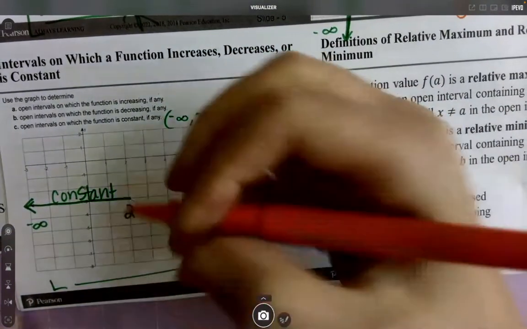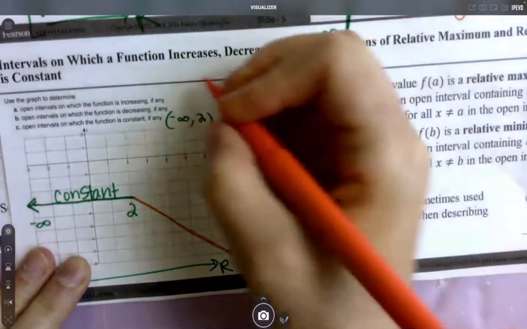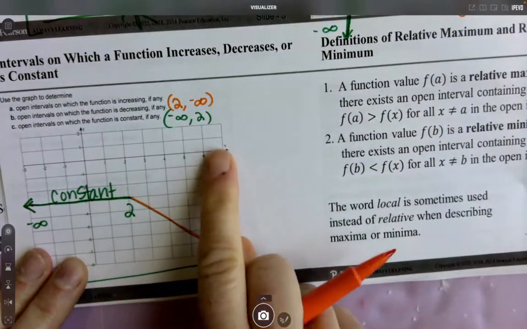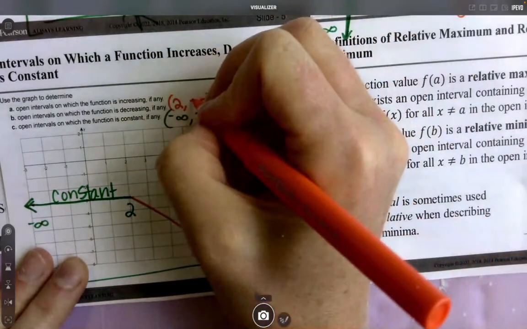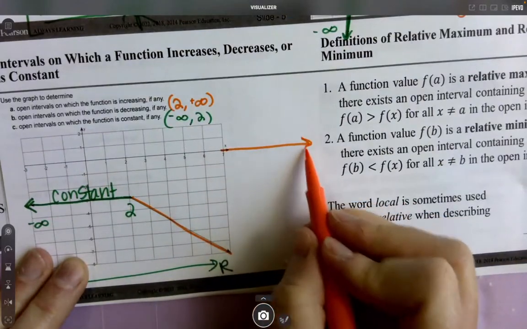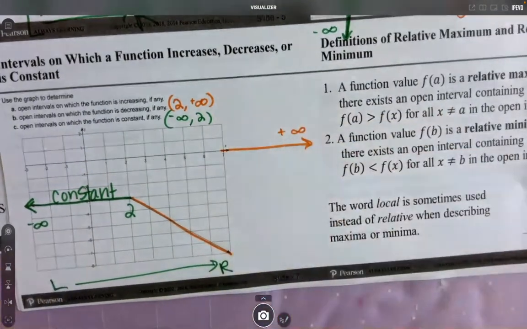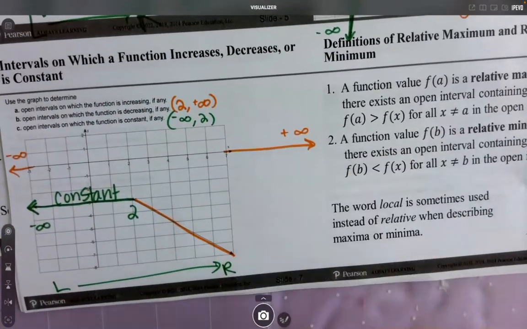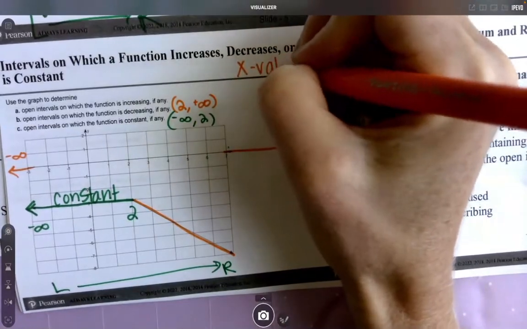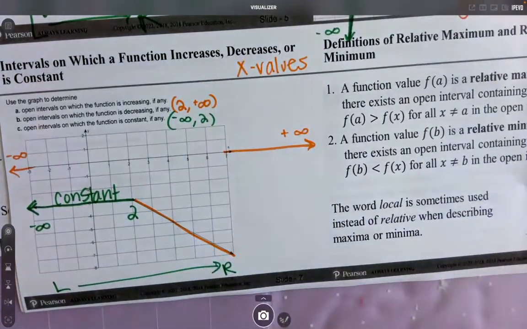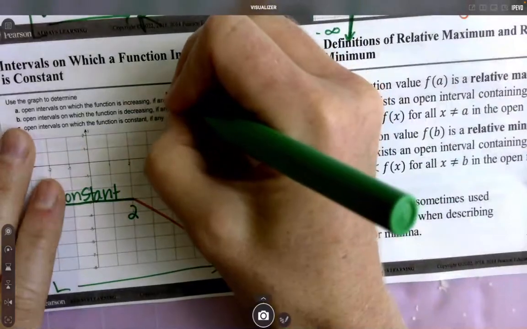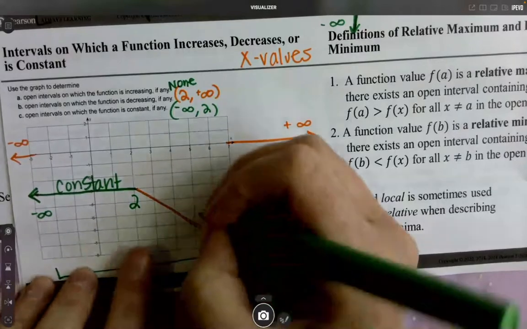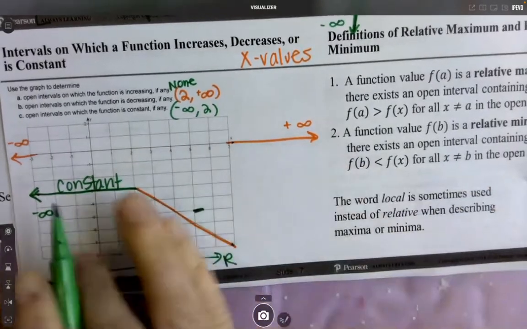And decreasing would be 2 to -infinity. And we're looking at our x value. So it's not -infinity, it's positive. Our x values going this direction are positive infinity. Our x values going this direction are -infinity. So we're only looking at x values when we're doing intervals of increase, decrease. And then no interval of increasing, so we put none on here. So this is our negative. This is our constant.